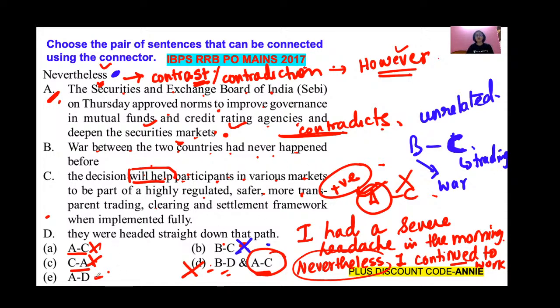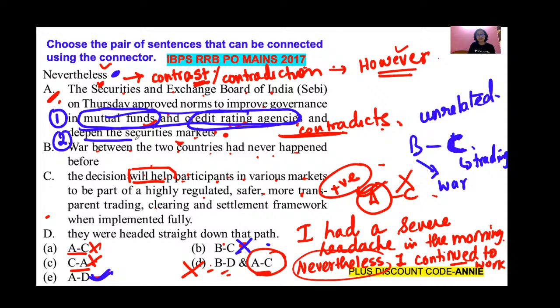So you're left with only one option, A, D. So now let's see if A, D can be connected. So SEBI on Thursday approved norms to improve two things. Governance in mutual funds and credit rating agencies, this is one thing, and the next thing is deepen the securities market. This is the next thing.